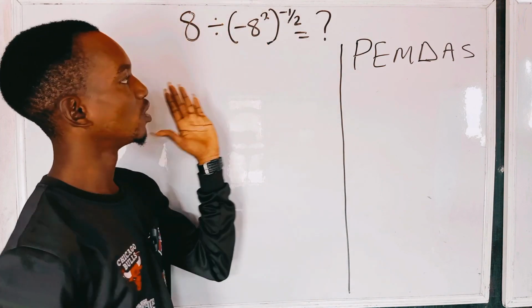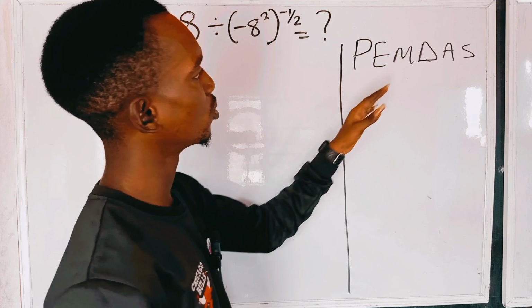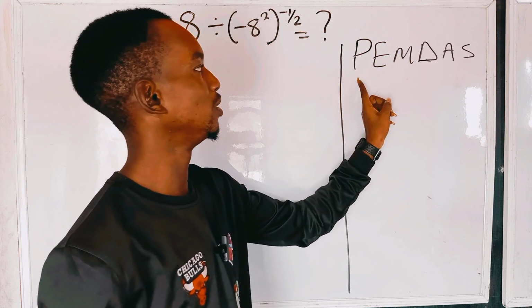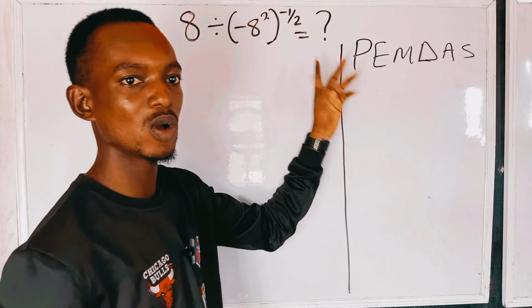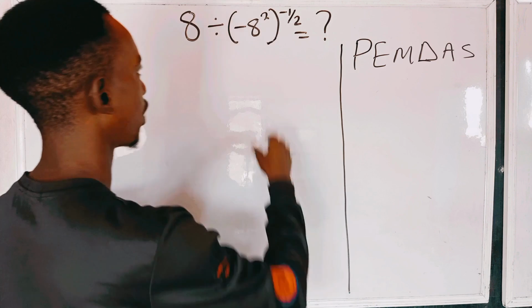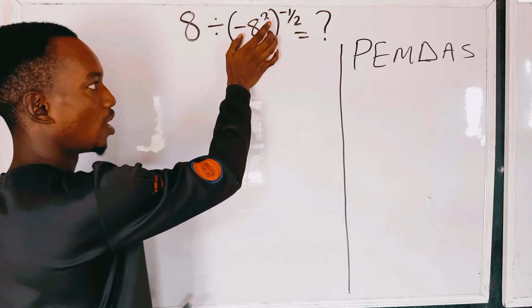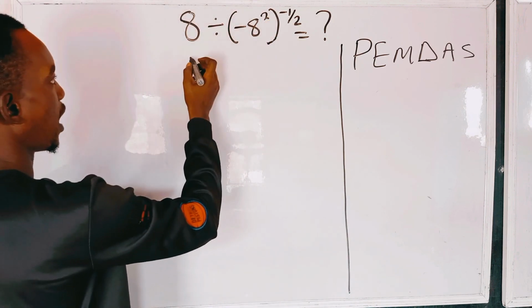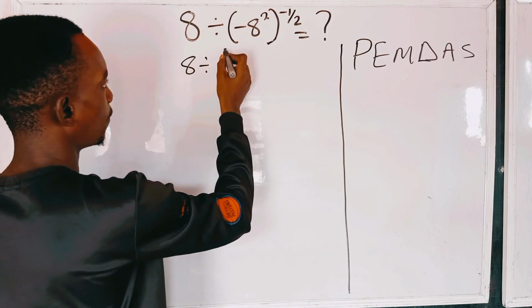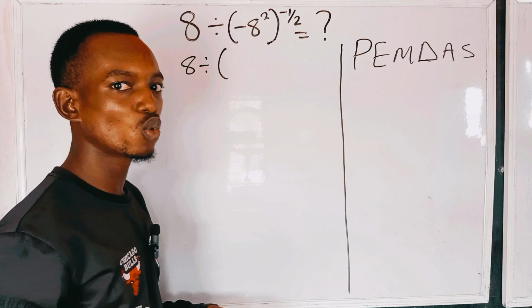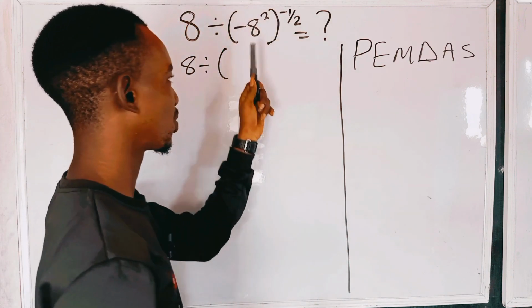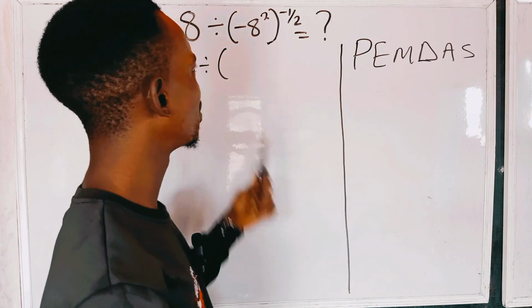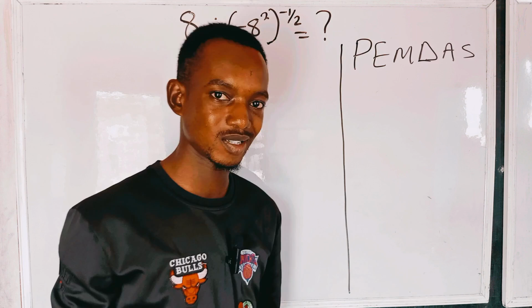So now let us solve the question. First of all, according to PEMDAS, we are going to simplify the parentheses first. So the bracket, that's the parentheses, we're going to do that first. So we are going to be simplifying this bracket first. So we're going to have 8 divided by, now, negative 8 squared. That's one source of the controversy, negative 8 squared. What is it going to give us? Is it going to give us negative 64 or 64?